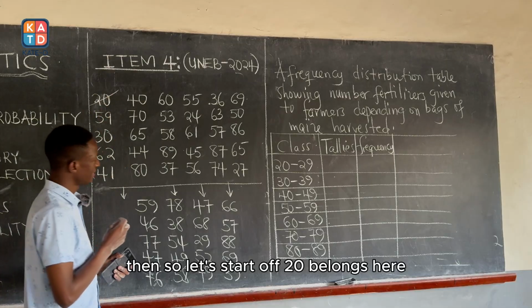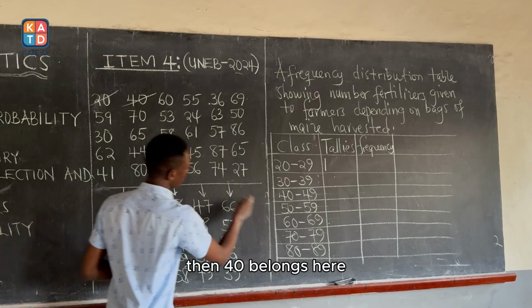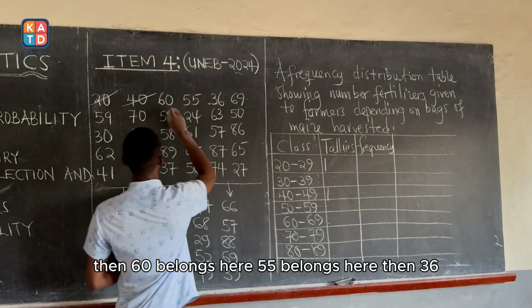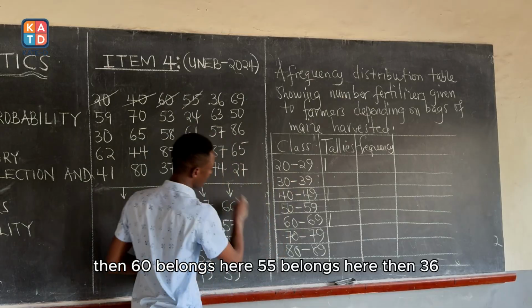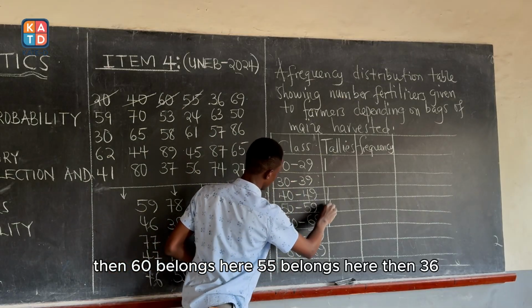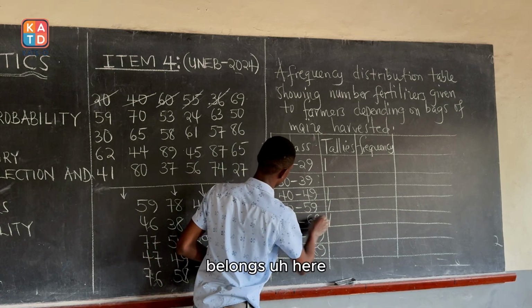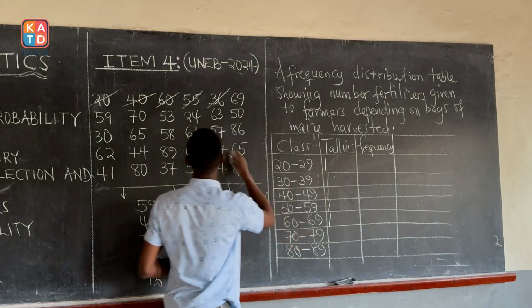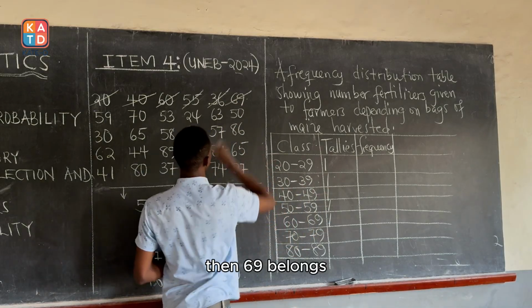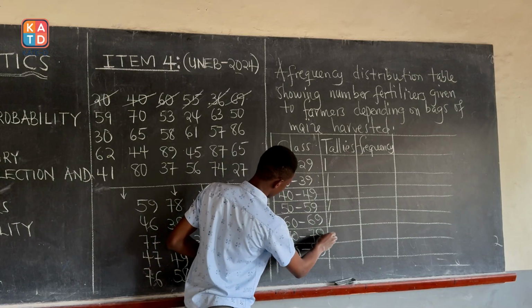Then, so let's start off. 20 belongs here, then 40 belongs here, then 60 belongs here, 55 belongs here, then 36 belongs here, then 69 belongs here.